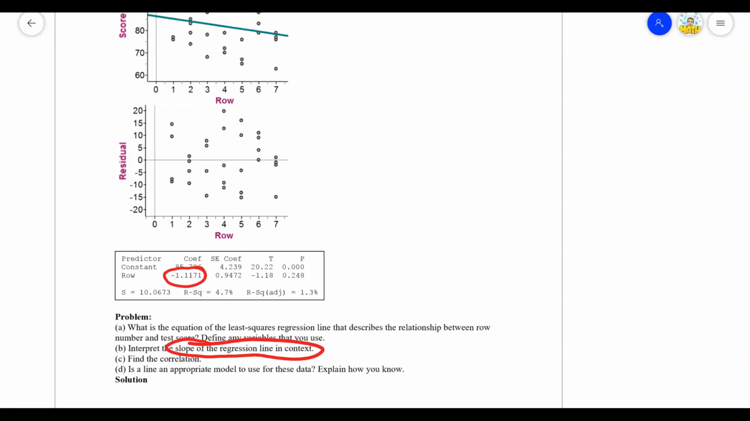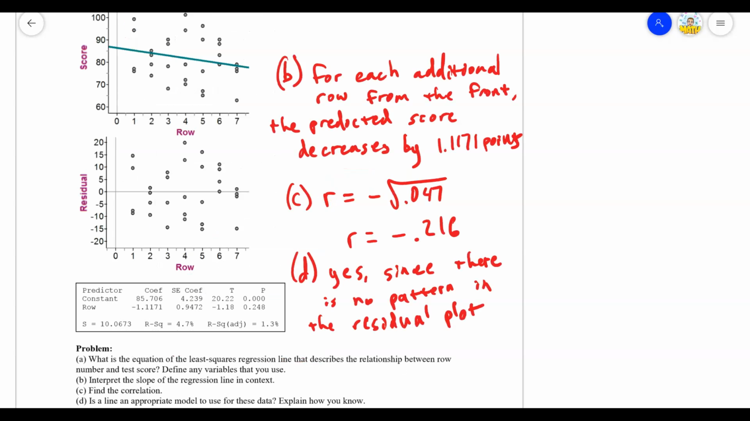Find the correlation. To find the correlation, don't pay attention to the r squared adjusted. I don't know why they even give that to us, but r squared is 0.47, so I would take 0.47 and take the square root of that. And keep in mind it has to be negative. This is a negative slope of a least squares line, so my r value is negative. So to summarize what we have here, your slope: for each additional row from the front, the predicted score decreases by 1.1171 points.